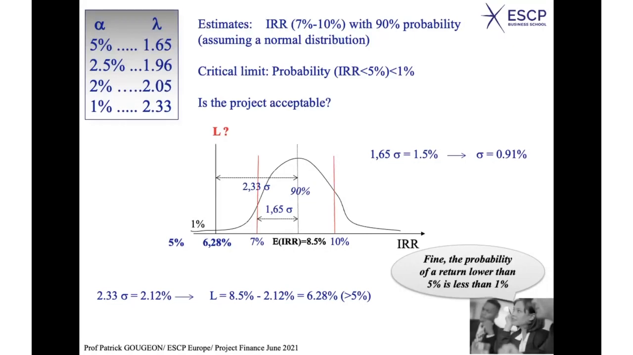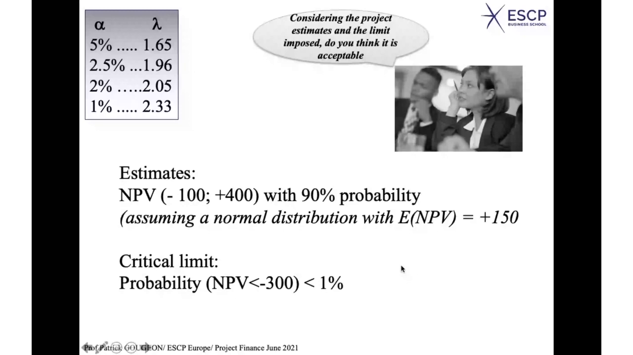Let's have another exercise to make sure you have understood. I'm not going to spend time, but you can try to do it yourself. Here I'm using the NPV. Your estimate is within a range of -100 and +400 with a probability of 90%. And therefore, the expected net present value would be 150.